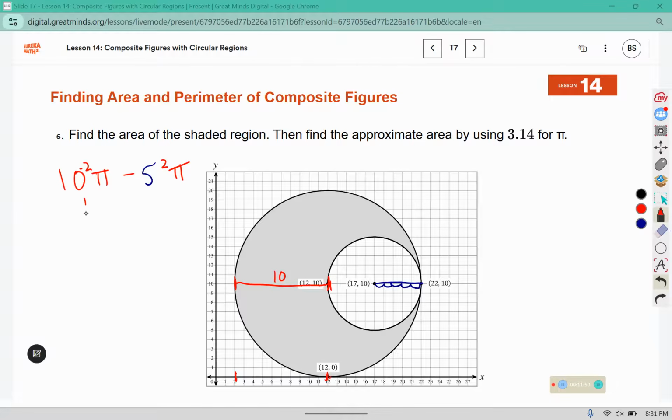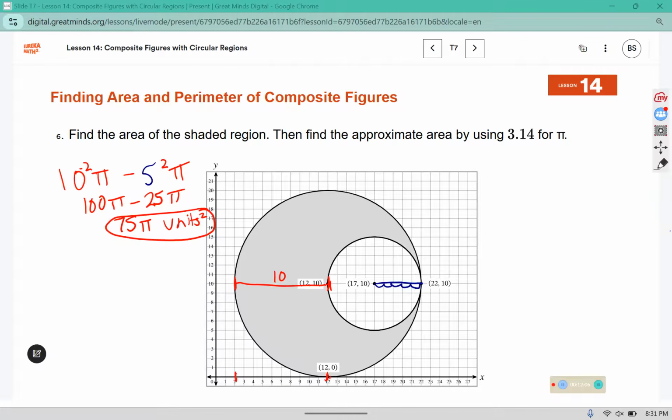So 10 squared is 100, and 5 squared is 25. 100 pi minus 25 pi is 75 pi, and this is measured in units squared. Then the approximate area, we would multiply 75 by 3.14, and that'll give us the approximation, which is 235.5 units squared.